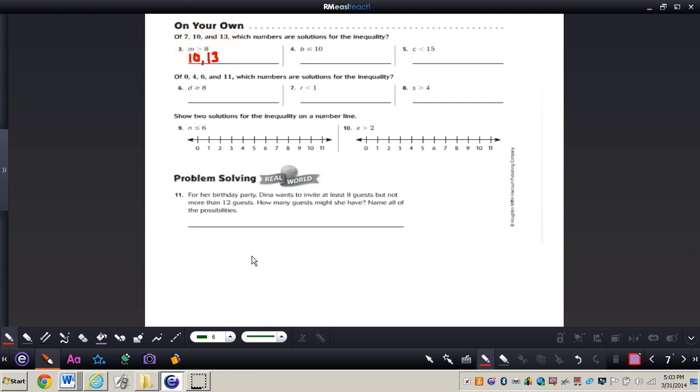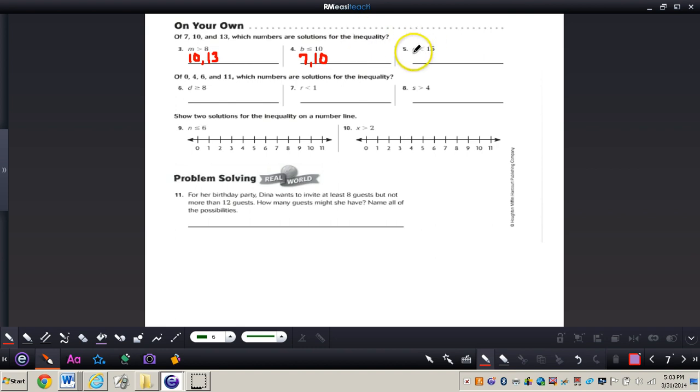Now let's take a look at number 4. It's saying B is less than or equal to 10. In other words, which numbers would be less than or equal to 10? So solutions for this would be 7 because that's less than 10, and also 10 because that would be equal to 10. 13 would not work because that is greater than 10.